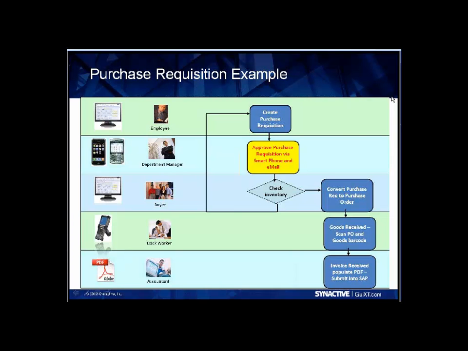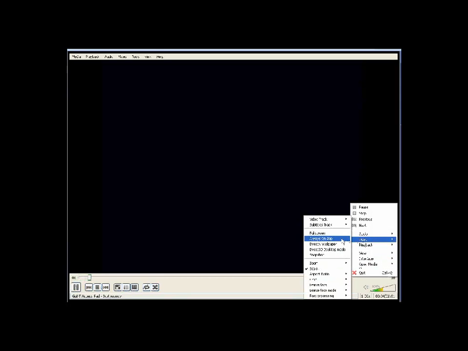Now, with the mobile solution, you can extend the purchase requisition approval process to a smartphone or a tablet. You can extend it to an iPad, iPhone, BlackBerry, and Android devices. For this particular example, we have used an iPad. And basically, you're launching the GuiXT Access application here.